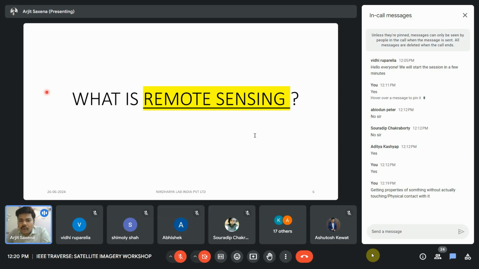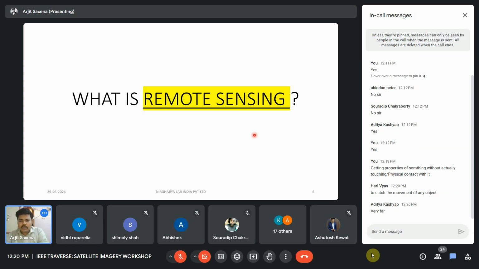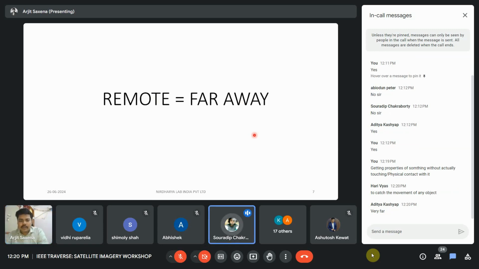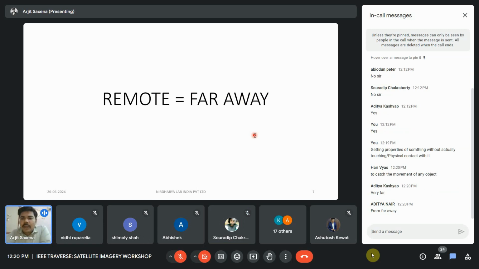Just to break down this word, remote and sensing. What is remote? This remote is not that remote, like this is a different remote. I'm talking about remote in English. What does remote mean, not from a technological perspective? Controlling something? No, that is a definition from a technological perspective, but that is also correct. In English, remote means far away.